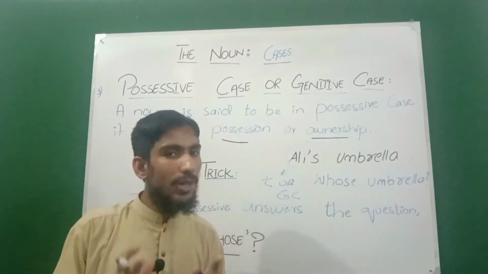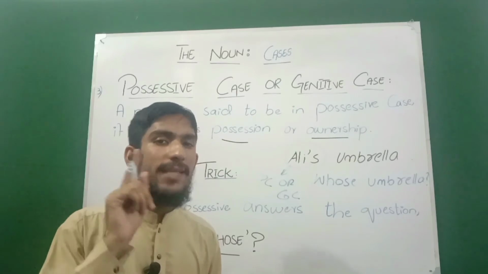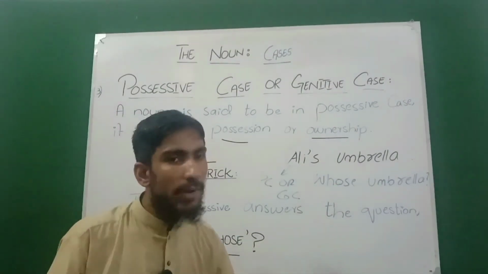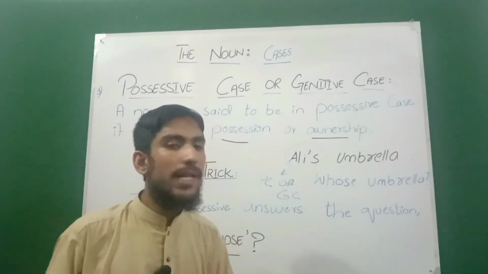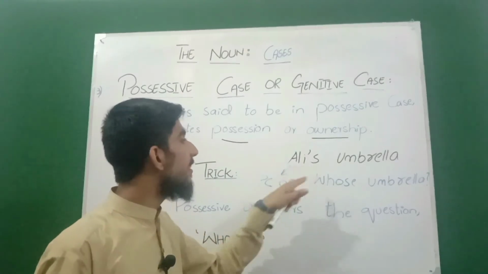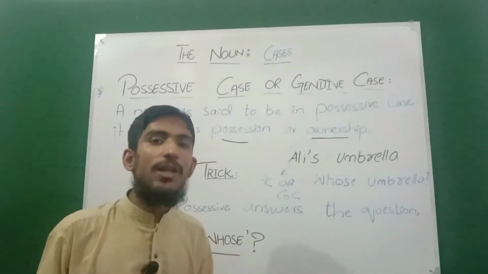If it shows possession or ownership. And the possessive case always answers the question whose. For example, Ali's umbrella. So whose umbrella is this? The answer is Ali's umbrella. So Ali is a noun and it shows possession or ownership. That's why Ali in this sentence is in the possessive case or in the genitive case.